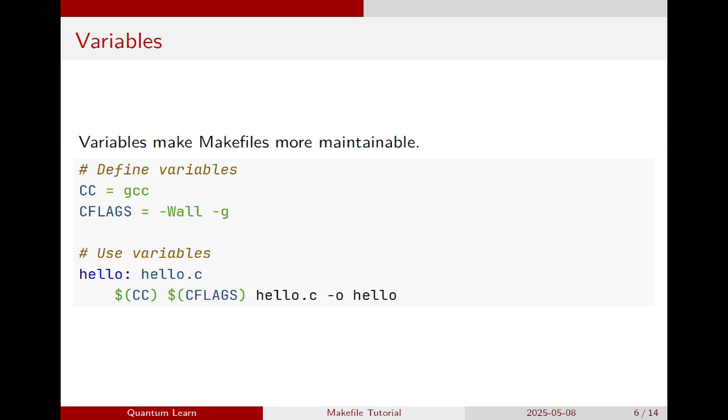It's very important. As you can see here below, this is the variable that is getting reused. So this will be replaced by gcc by the Makefile, and CFLAGS will be replaced by -Wall -g. So this is a Makefile, same as earlier. Now this consists of variables plus a rule. Variables make Makefiles more maintainable.